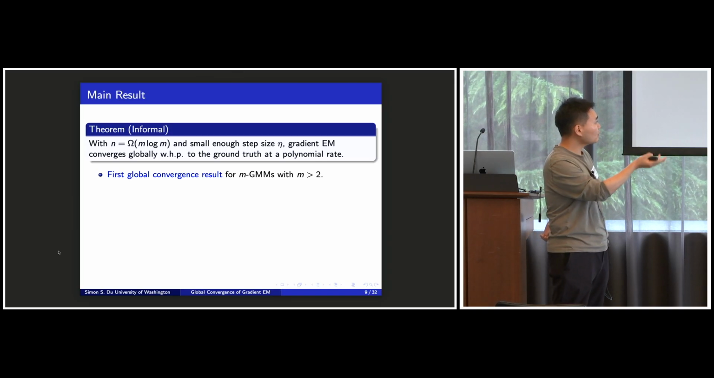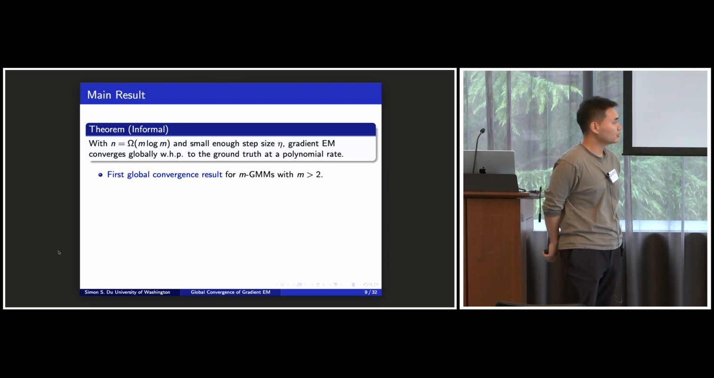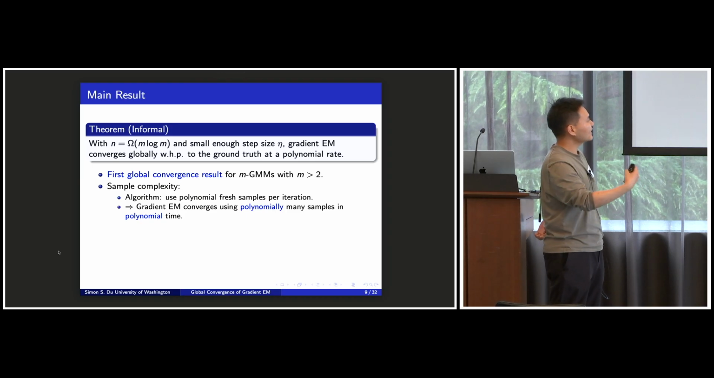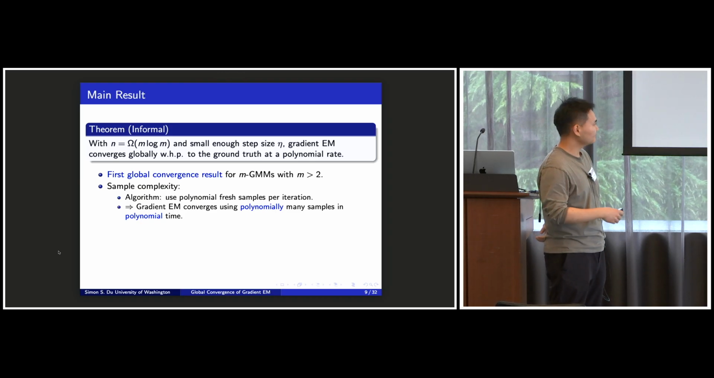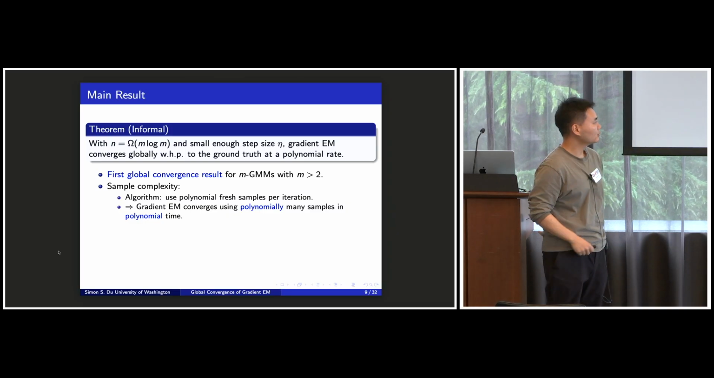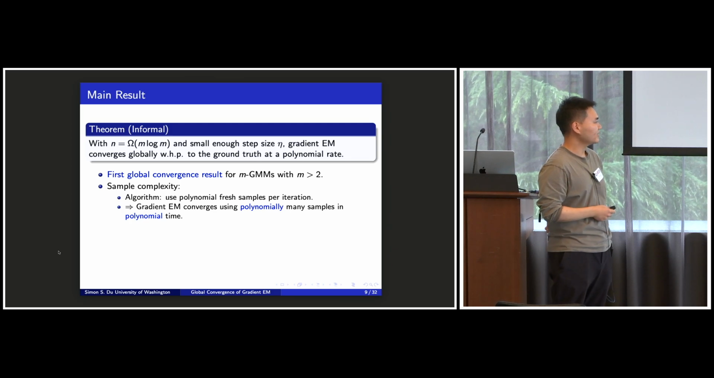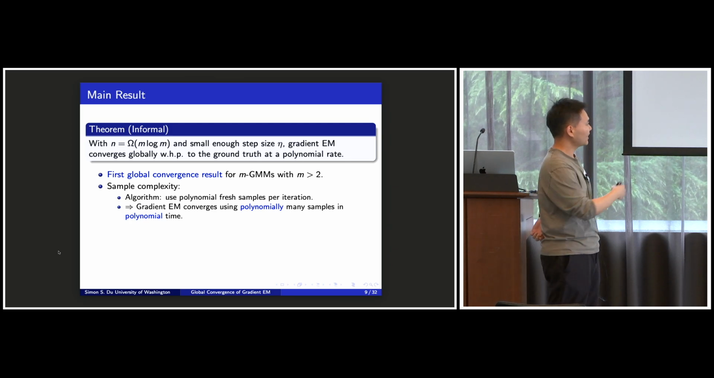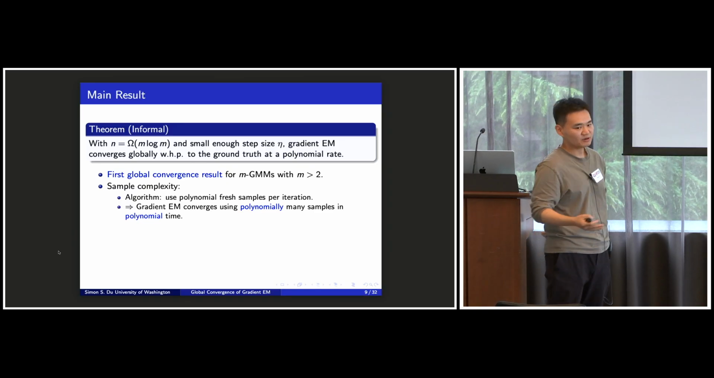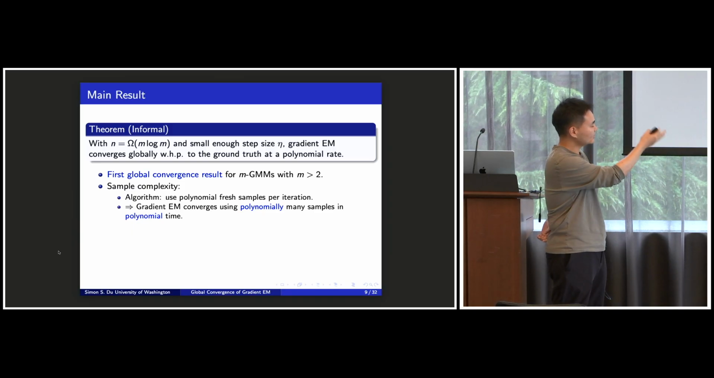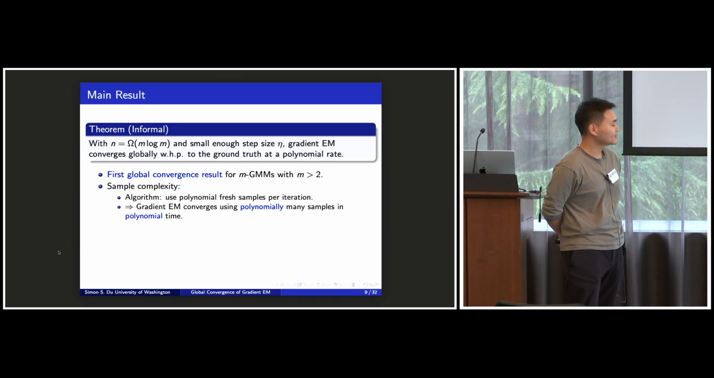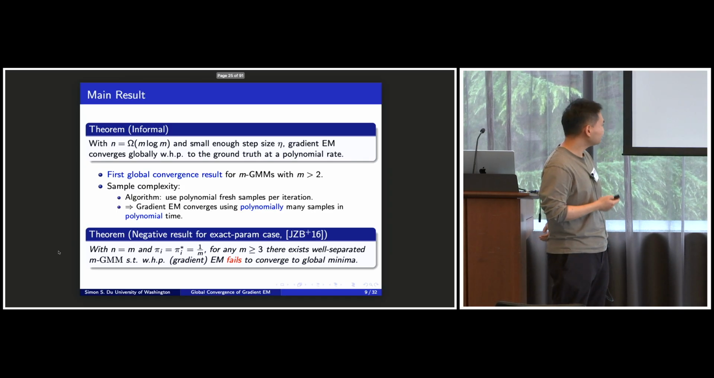So this is the first global convergence result for learning Gaussian mixture models for m bigger than 2 with gradient EM. And if you do want sample complexity, there's a simple trick. In each iteration you use some fresh samples to estimate the gradient, so you have independence at every iteration. Because it's a polynomial convergence rate, in total you still have a polynomial number of samples to learn it. Of course, our current bound is not tight, so another open problem or direction is to study the tight sample complexity of the EM algorithm.